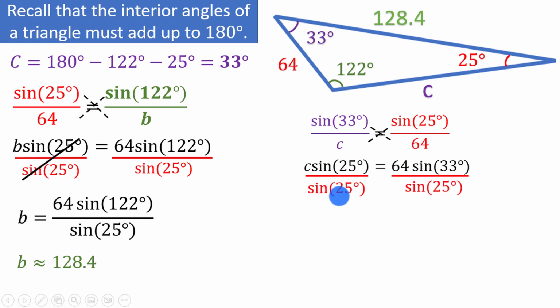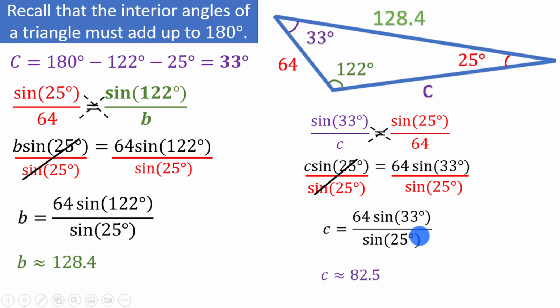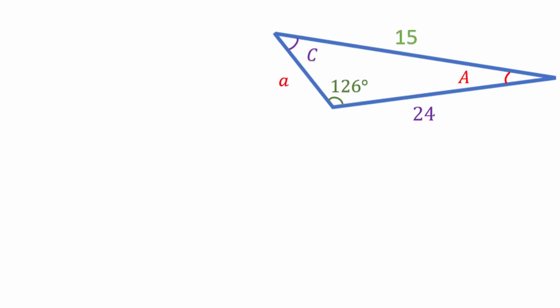Dividing both sides by sine of 25 degrees, we get that c is equal to 64 times the sine of 33 degrees divided by sine of 25 degrees. If you type this into your calculator, you will get that c is approximately equal to 82.5. We can fill in the missing side length to our triangle. At this stage, we have solved the triangle. We have all three angles and all three sides. Let's try another problem.